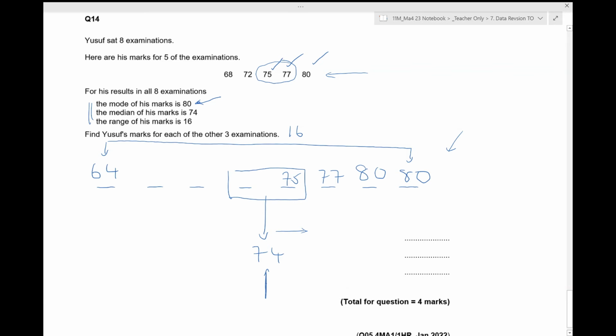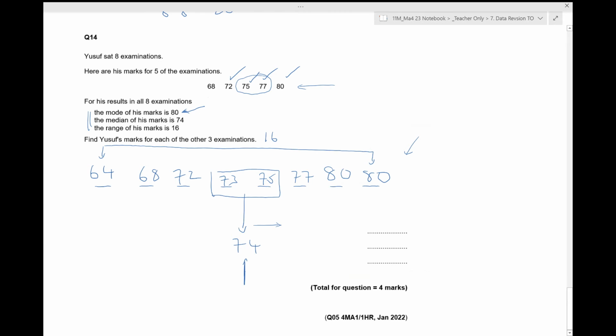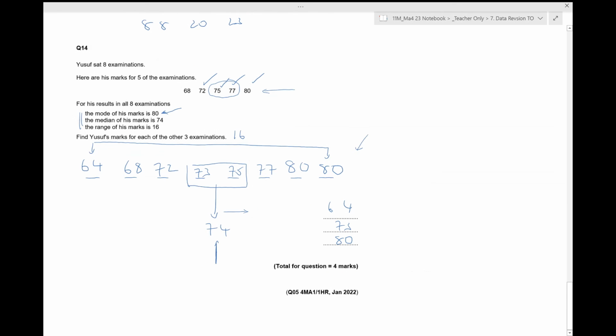Now, the median's 74, so that means that this number here must be 73, because then 74 is in between 73 and 75. Good. I've got to have a 72, so I'll put that in there. And I've got to have a 68, so I'm going to put that one in there. And I think that finishes off the question. And so the 3 marks which I'm after are the 64, the 73, and an 80. And that concludes those questions of type 2.